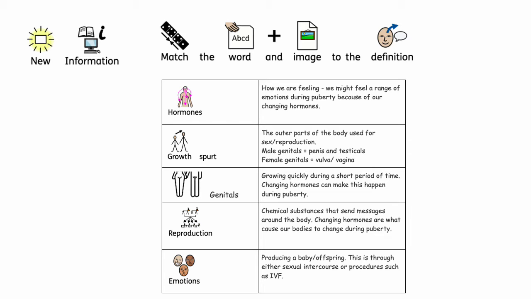The third definition, growing quickly during a short period of time. Changing hormones can make this happen during puberty. The fourth one, chemical substances that send messages around the body. Changing hormones are what cause our bodies to change during puberty. And the last definition, producing a baby or offspring. This is through either sexual intercourse or procedures such as IVF.